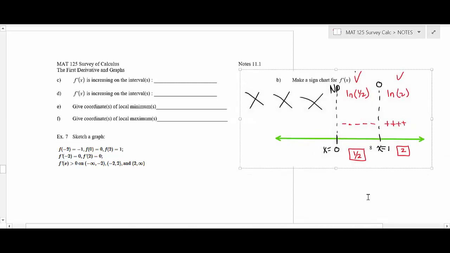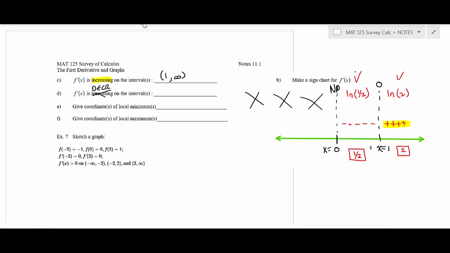Okay, all right, so now we're ready to rock. So where are we increasing? We're increasing from 1 to infinity. The next one is, I think, saying where are we decreasing? Yeah, 0 to 1. Not out here. There's nothing happening out there. That's the undefined there. The function's undefined. So that would be from 0 to 1.